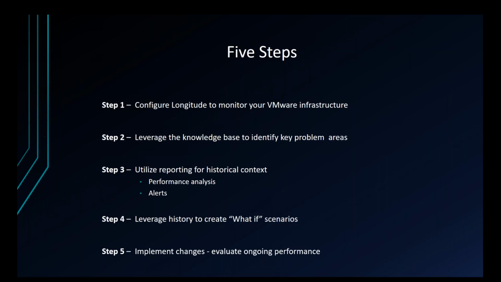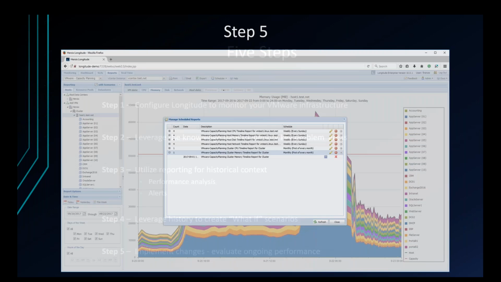The last step is you've heeded Longitude's warnings. Maybe you've made some adjustments or changes, and now what you want to do is see how those changes have affected ongoing performance. One of the nice capabilities that Longitude provides is automatic report generation. Those reports can be scheduled, emailed, published in the Longitude portal, and also published into things like SharePoint, for example.